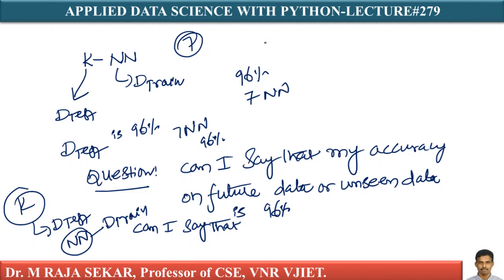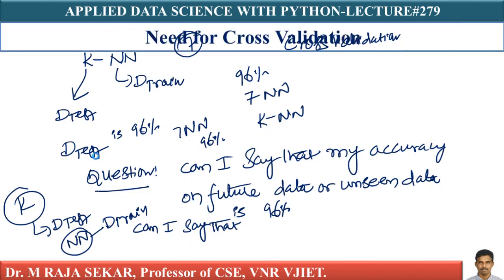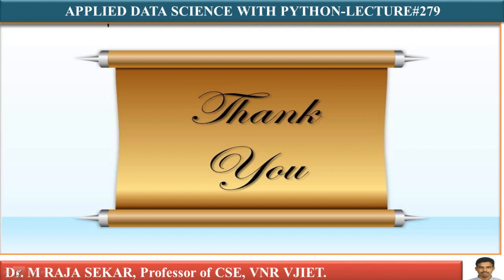Because of these problems, we have an idea called cross-validation. A very, very fundamental and important idea in the whole of machine learning. We will introduce this concept using our KNN, that is, K nearest neighbors algorithm. Now let's understand what cross-validation is. I will explain it in my next lecture, lecture number 280. Time being, just go through this lecture and understand the motivation behind cross-validation.